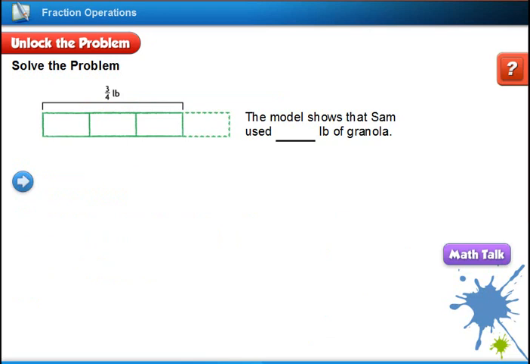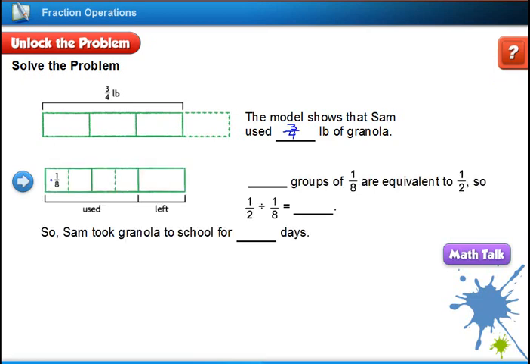Here you can see we know he started with 3/4 pound of granola. 1/4, 2/4, 3/4, and here's our additional to show the whole. So the model shows that Sam used 3/4 pound of granola. In our original problem, it said that he had 1/4 of a pound left over. So here's our 3/4 that we're using from our original whole. He has 1/4 left over. So this is left over, so we're not going to really count it in our total that we need to find out how many days he spent. So essentially, we're only really dealing with half.